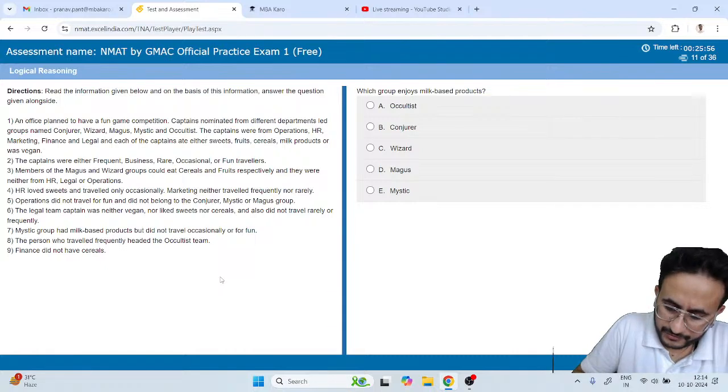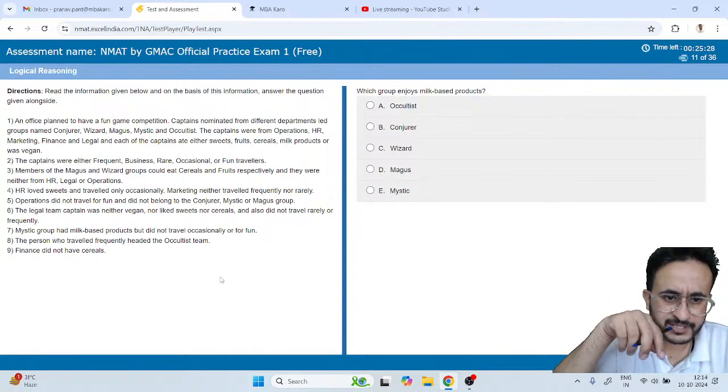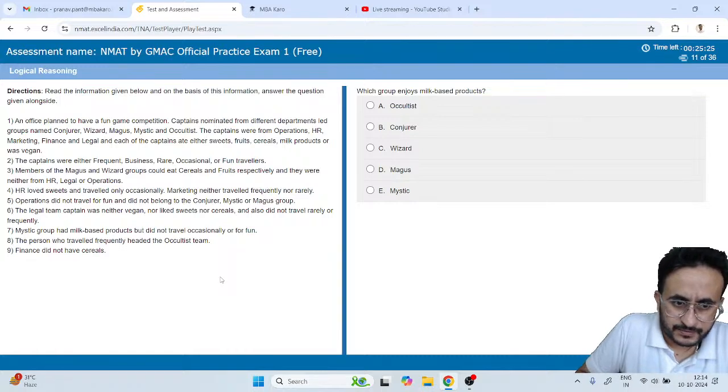Operations did not travel for fun. Sweets or cereals did not travel rarely or frequently. So we have traveling rarely. We have fun and business. Mystic is not for fun, so business, and this is fun. Okay, so the table is made.